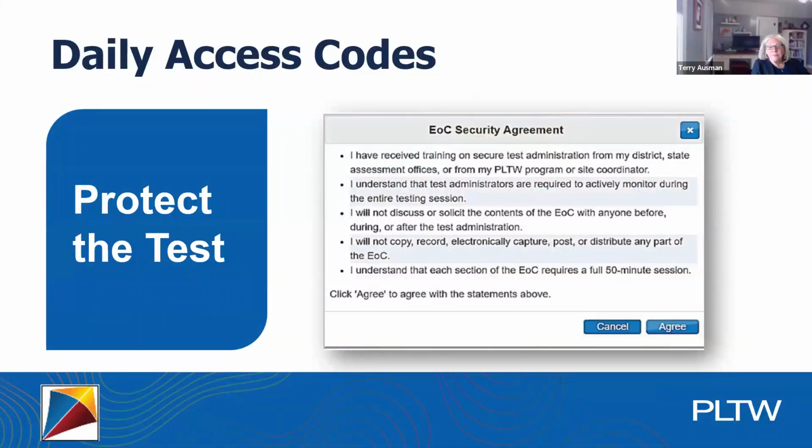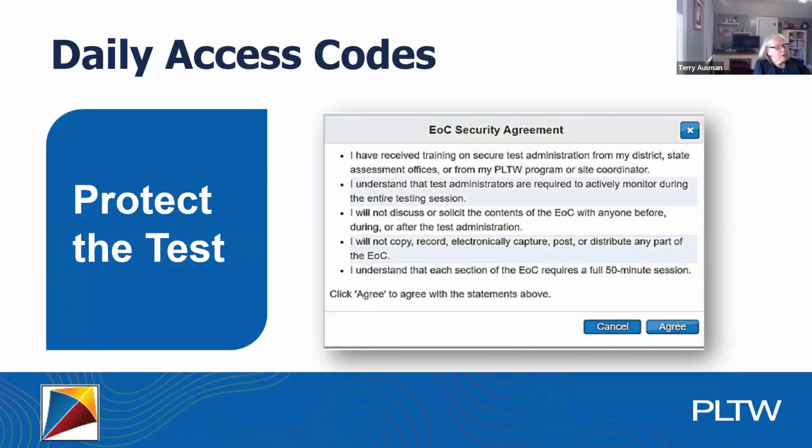Daily access codes. This is a security measure. In addition to the username and password, the student will have to enter their daily access code to start the test. As daily would suggest, this code changes every day. So you can go online anytime after 3:30 in your time zone, the day before your test, and download tomorrow's access codes.